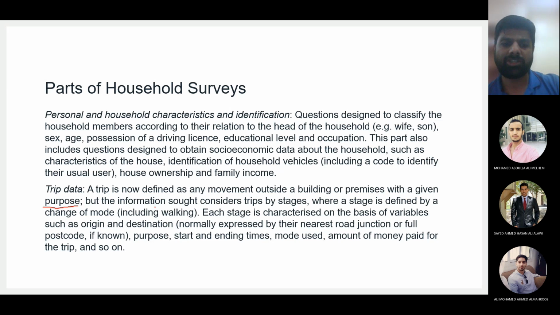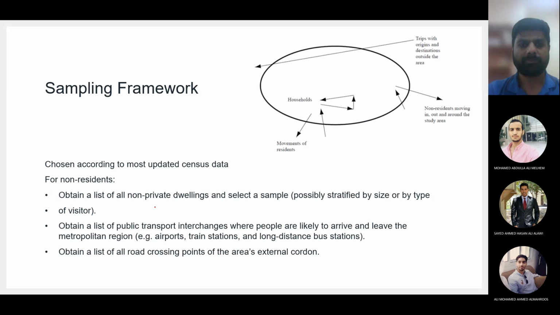So origin, destination, what was the purpose of the trip, the start time, end time, what mode you used in that stage, the cost of travel for that stage, and there can be other things as well. But everything related to that stage of the trip. So these are the two main parts of any household survey. I've already mentioned the scope.